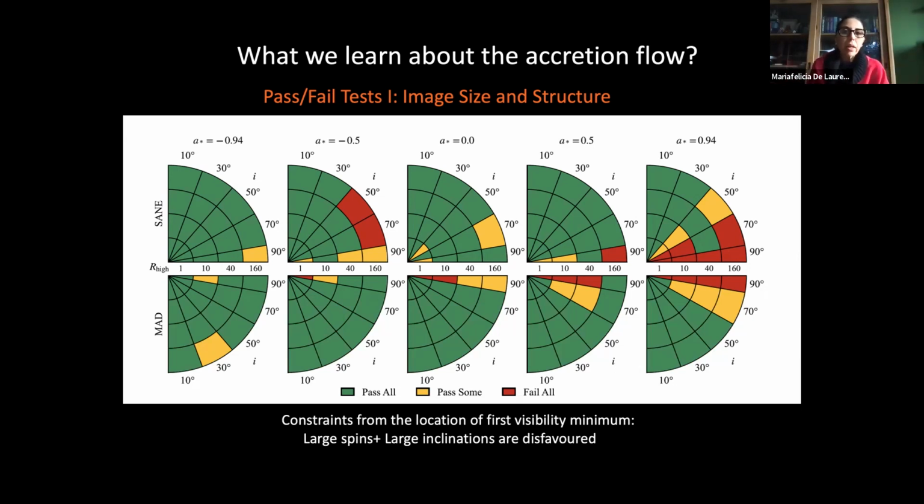What do we learn from this image and structure? That red means it's a no go. So edge-on with high spin inclination, especially positive spin cases, do not fit our data in image size and structure. So we have clear these first results.